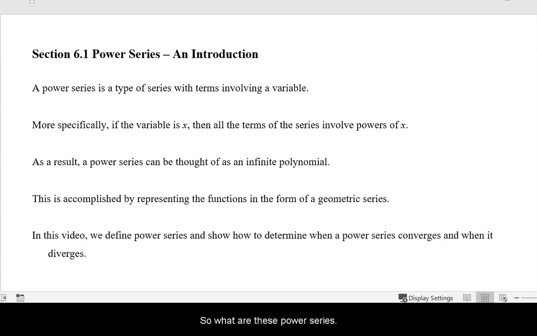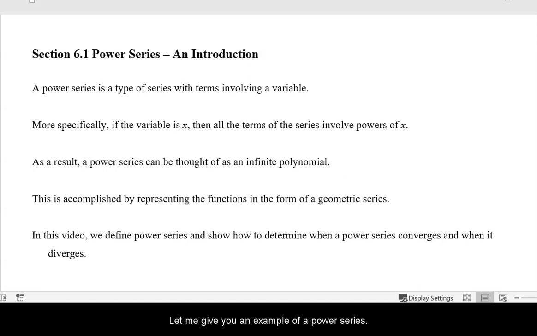So what are these power series? First off, when you look at a power series, keep in mind that a power series has a variable in it. The variable I'm talking about here is not the variable that you see in the subscript or the index for the normal sequence or the series.